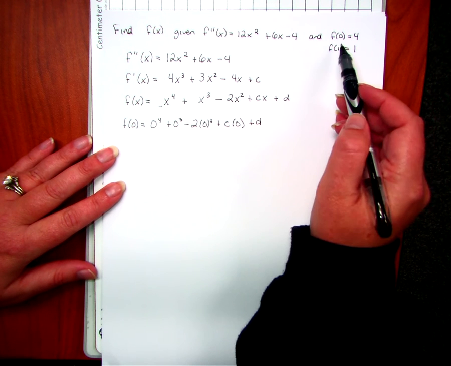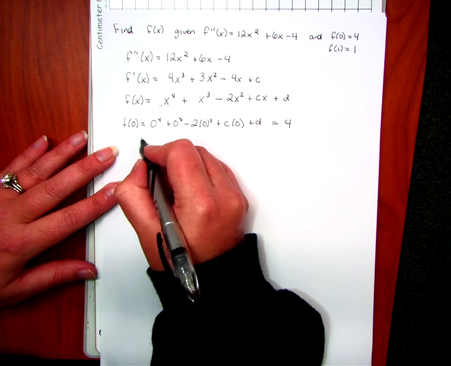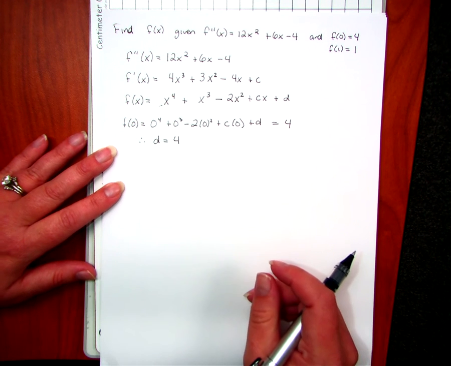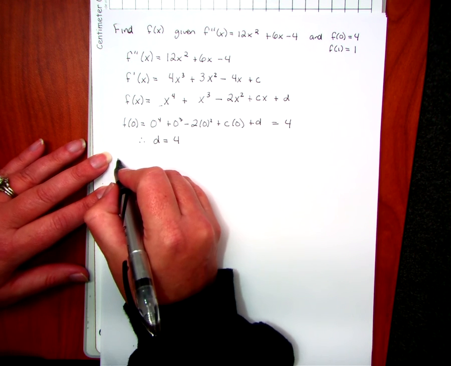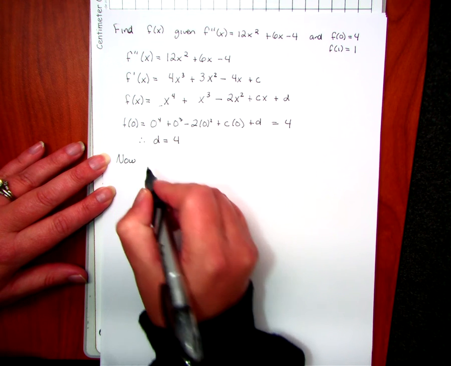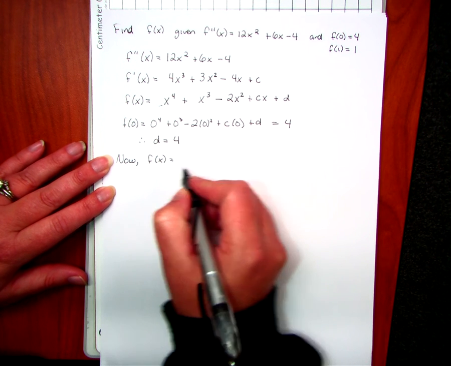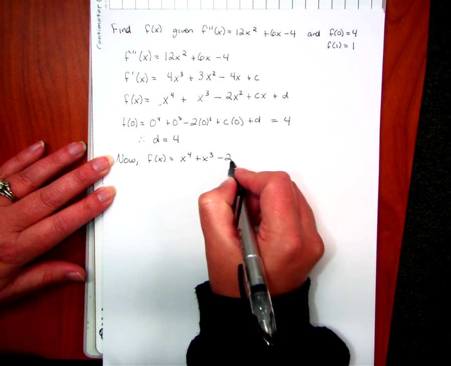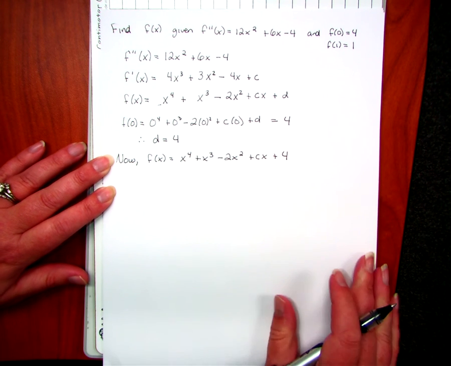But what should f of 0 equal, right? F of 0 should equal 4. So that means d is 4. Okay? So I know what this constant is. So now I know f of x with the d. So I'm going to rewrite it. All right, so here's my f of x.